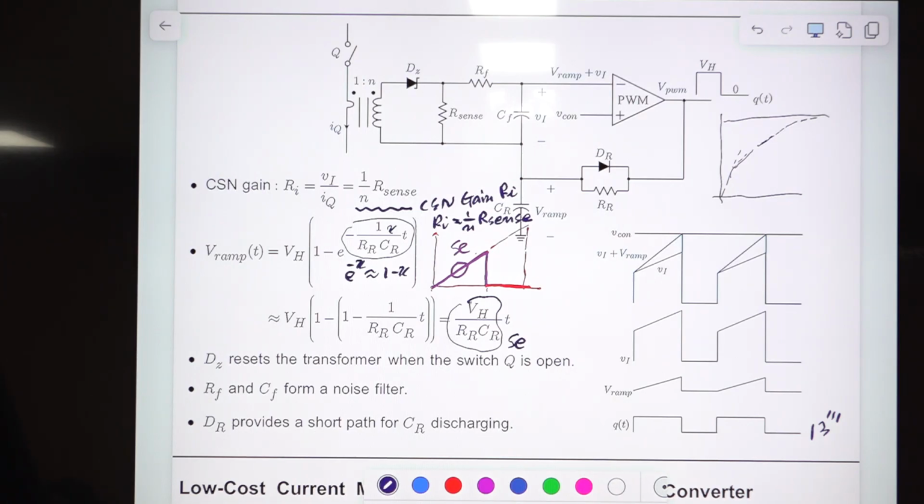This looks complicated, okay? And the operation is not easy to understand. But once you build this, if you implement this using some components, you can understand it. This is not difficult, okay? Very simple circuit analysis.